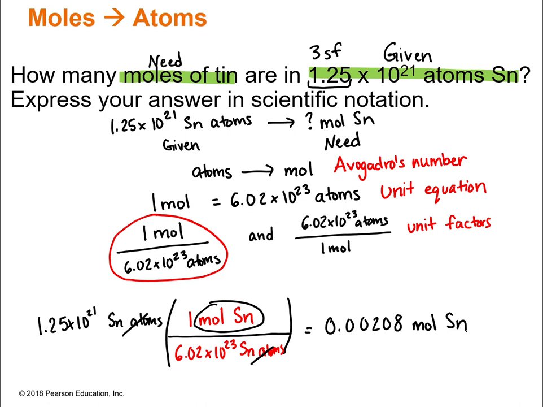That has 3 sig figs. But the question asks for scientific notation. So if I put this answer, it would be wrong. With scientific notation, I need to move my decimal point after the 2 so I can make a coefficient that is at least 1 and less than 10. For my power of 10, I need to account for how many spaces I move the decimal and whether or not it should be a negative or positive power of 10.